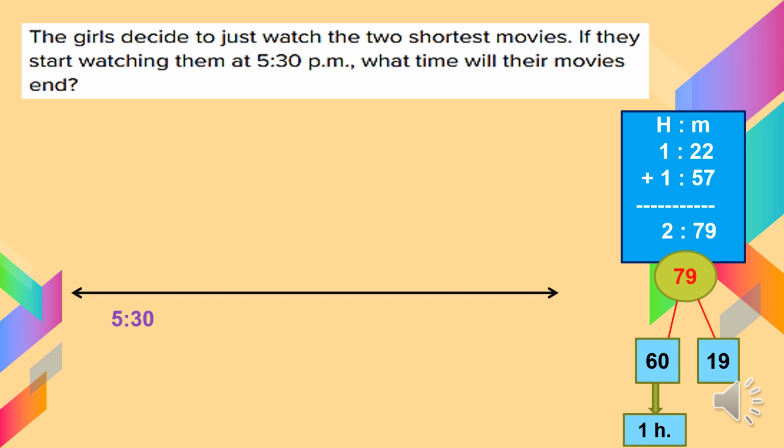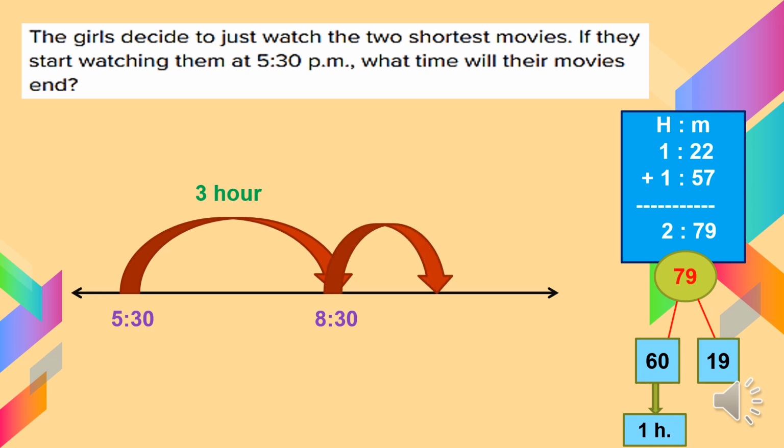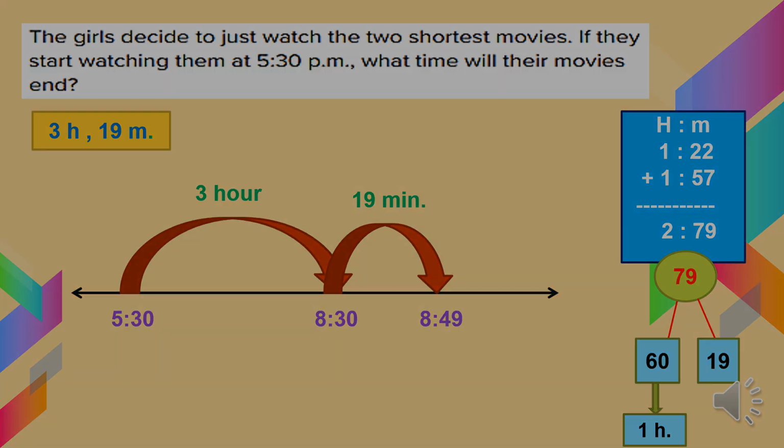It's going to take them 3 hours and 19 minutes. So if they start at 5:30, what time will their movies end? So after 5:30, add 3 hours, so it will be 8:30, and after 8:30 adding another 19 minutes equals 8:49. So that is the time their movies will end.